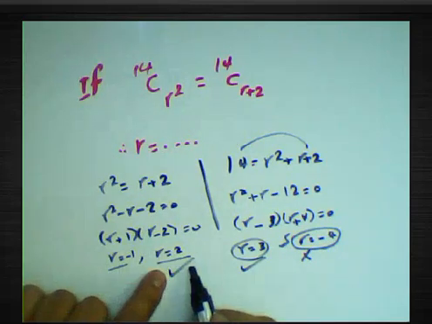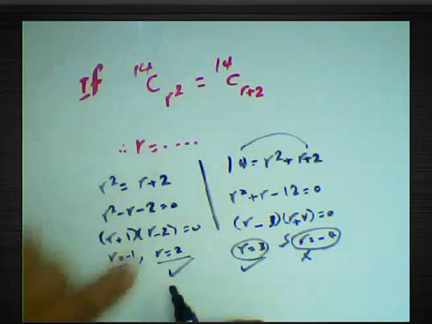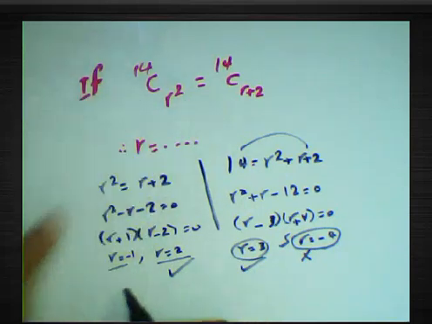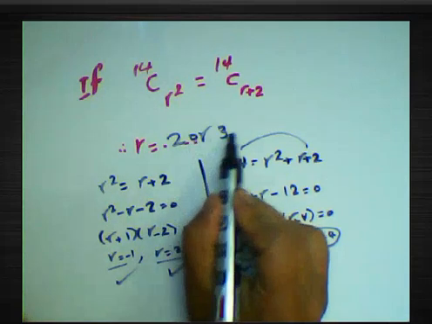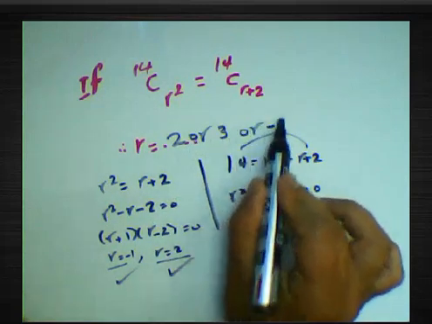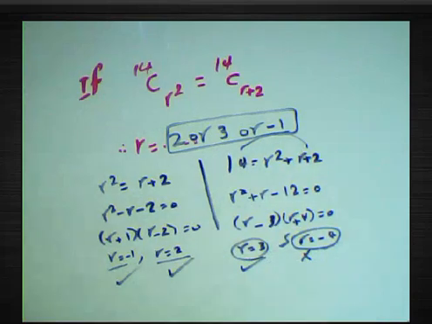R equals 2 here, true, and r equals negative 1, put negative 1 here, and here it will be true. So r will be 2 or 3 or negative 1. We have 3 solutions about this example.